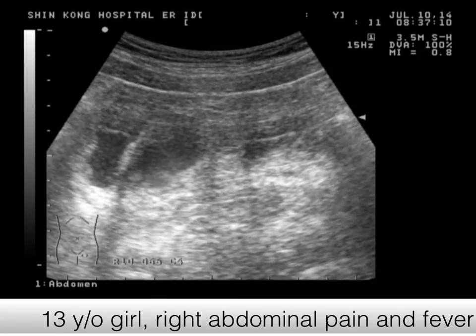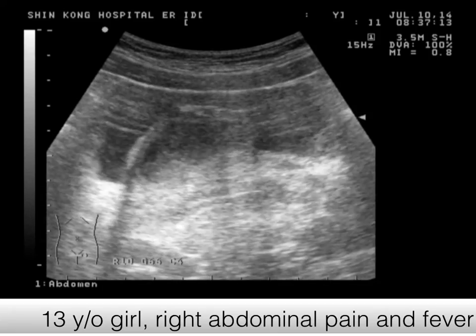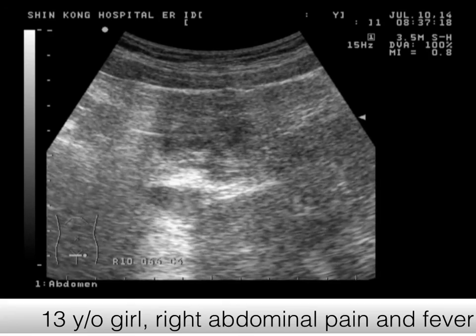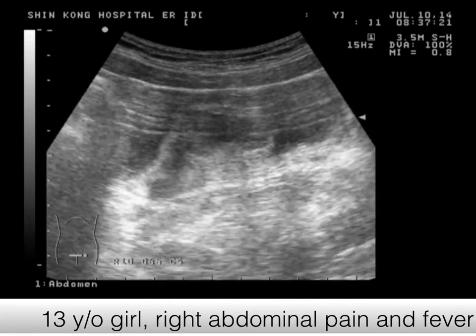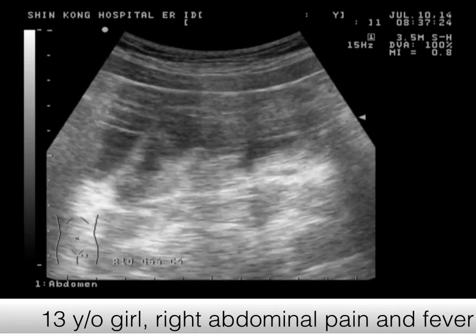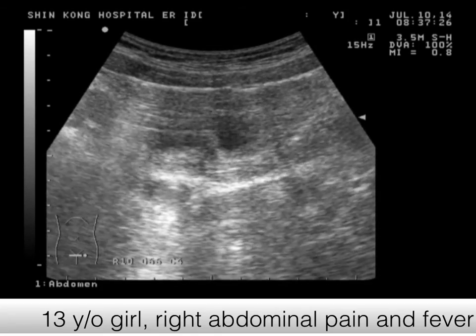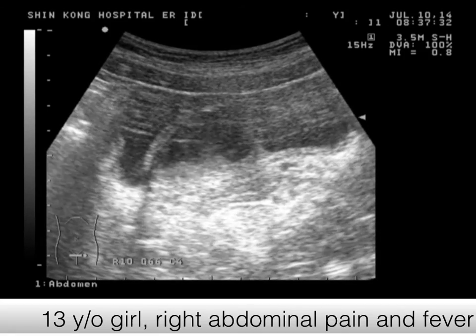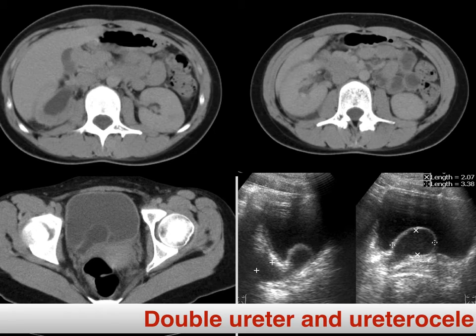This is a girl with flank pain, fever and leukocytosis. What do we see? The bladder, right? What is within the bladder? A bladder and a cystic-like component here, and also echogenic content inside, right? So what is this? Ureterocele. So the patient has a double ureter and a ureterocele, which is quite uncommon in adult patients, but sometimes you will observe and detect it in pediatric patients.